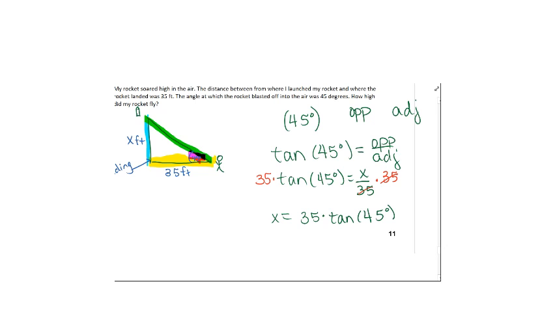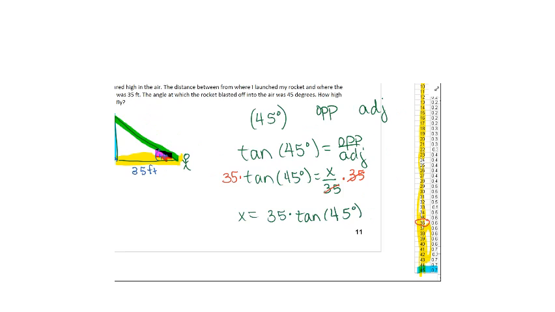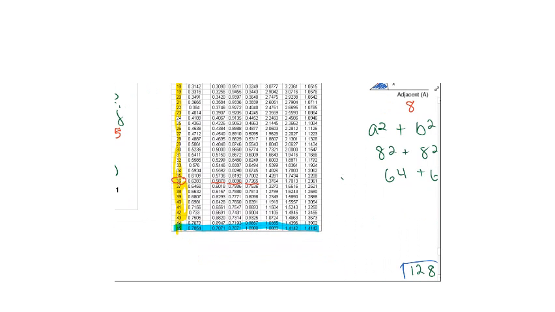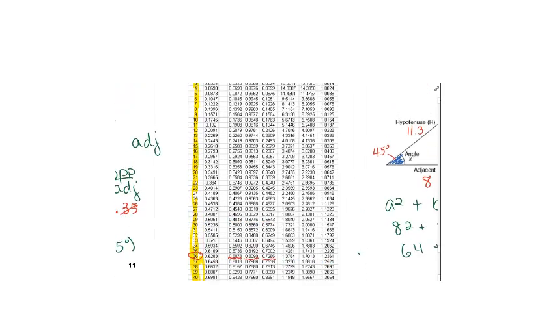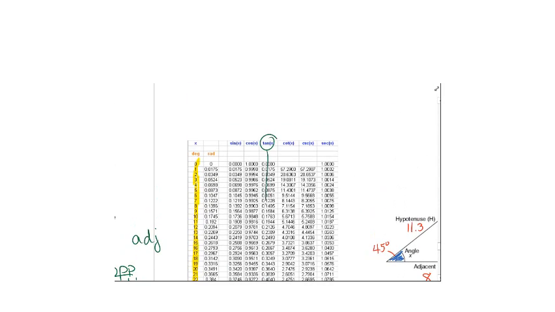So let's think about what that means. We saw earlier the tangent of 45 degrees is actually 1. We saw that right here. The tangent of 45 degrees is 1. You can look up here and see tangent. This is the tangent column.